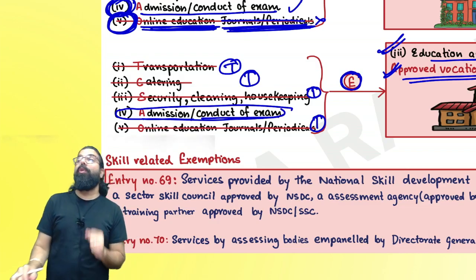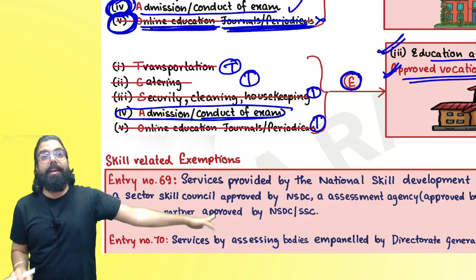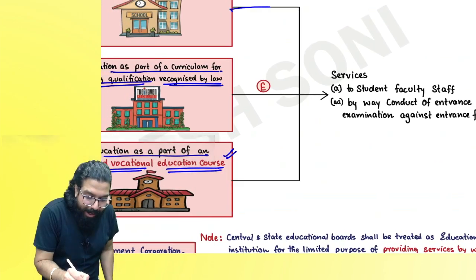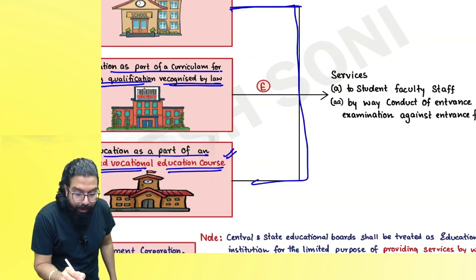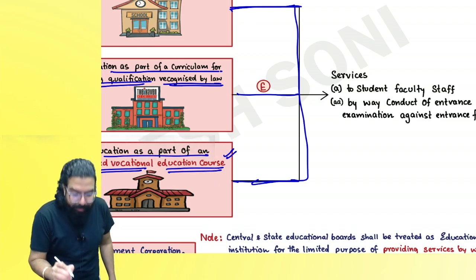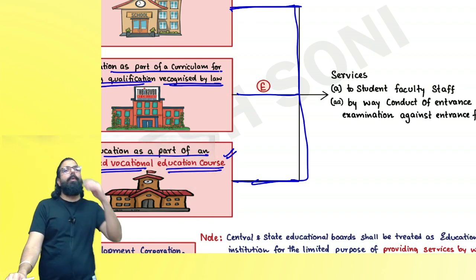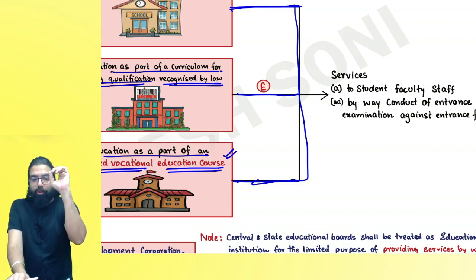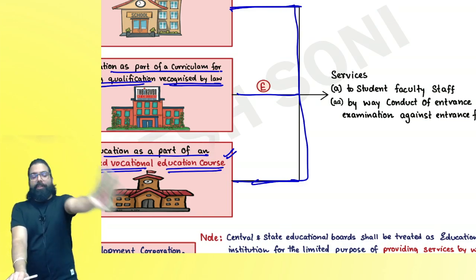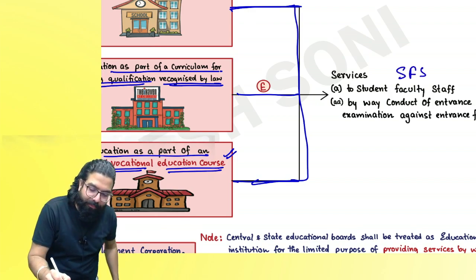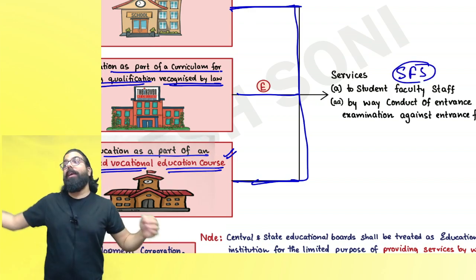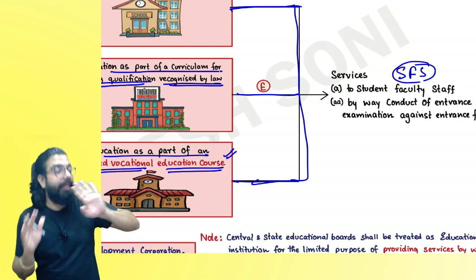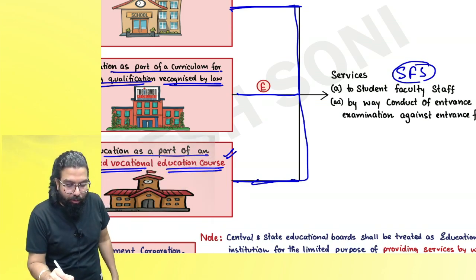These are services provided to. Now, if an educational institution is providing any services, up to 12th, degree college, or approved vocational education course provider, if they are providing any services to student, faculty or staff, SFS is student, faculty and staff. See, services received, I told you. Now, if they are providing services, then their services are also exempt.